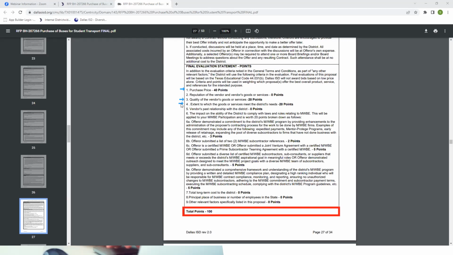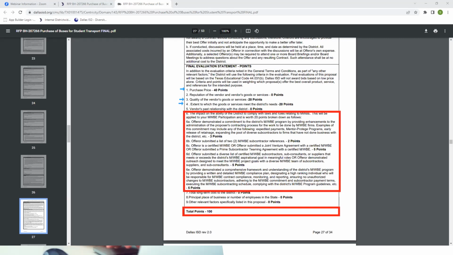We're at 80 points. And I did say it earlier that 20 points is MWBE. So you've got your 80 points for your purchase price, your quality of vendor's goods and services, the extent to which the goods and services meet the district's needs, and then MWBE is 20 points.